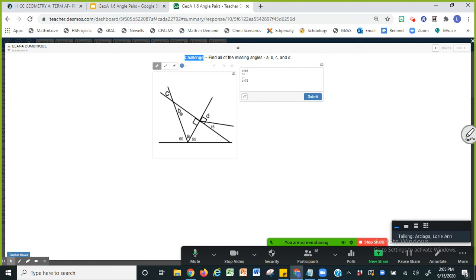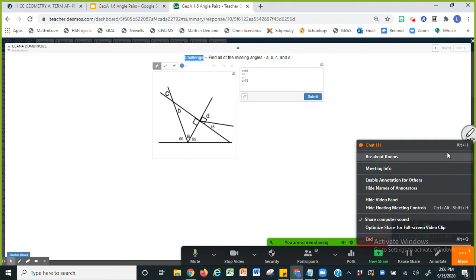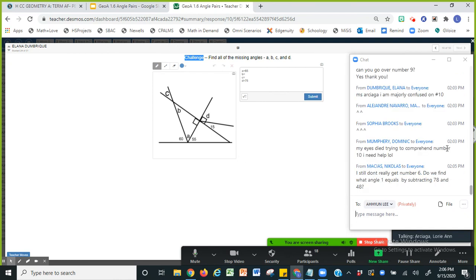And once you have the B, B and C are back-to-back angles, so they're vertical angles, and we know that vertical angles are congruent. So you have to match whatever you get for angle B with angle C.